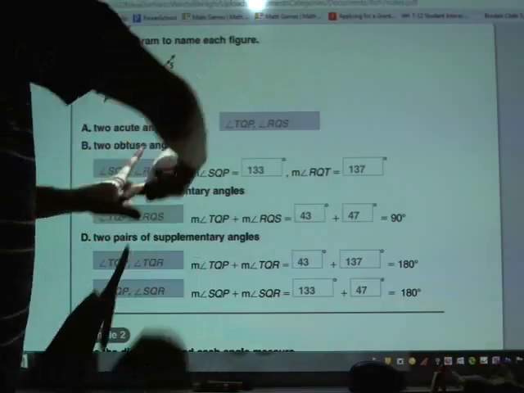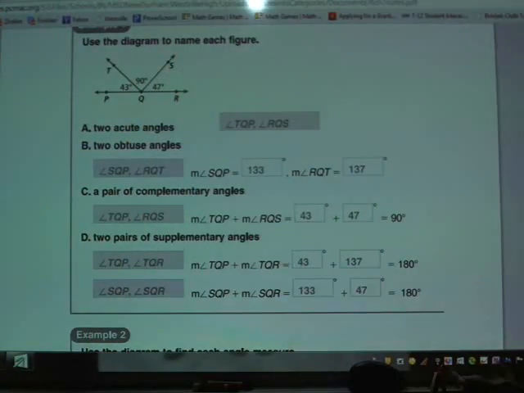Well, when you do that, what you're making are complementary angles. Because those are two angles that add up to make 90 degrees. Together they make that L shape. Supplementary angles are two angles that add up to make 180 degrees.